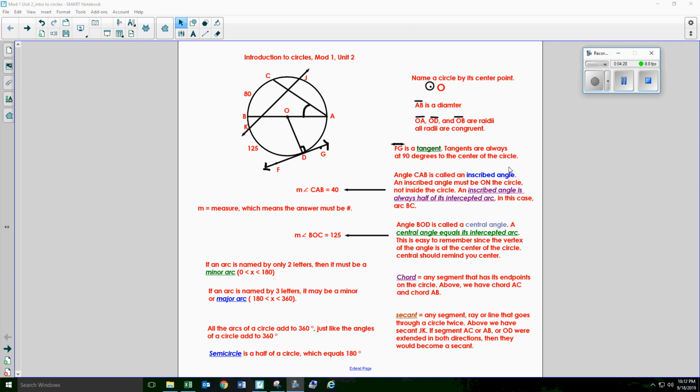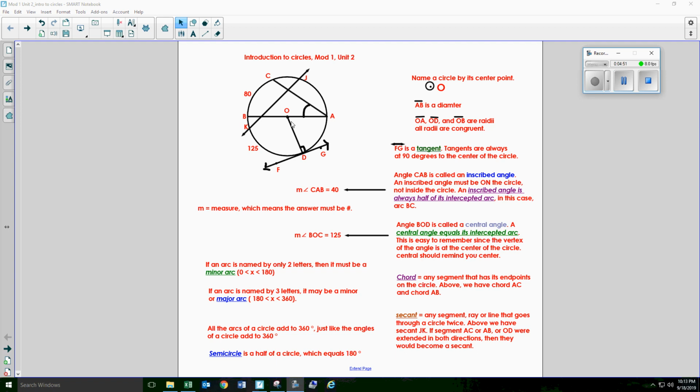All right, next we have angle CAB. This angle right here that I put an arc on. That normally would not be there. I just drew it in here to signal where that angle was. You should know how to name that angle. That's called an inscribed angle. An inscribed angle has the angle on the circle, so its vertex must be on the circle.